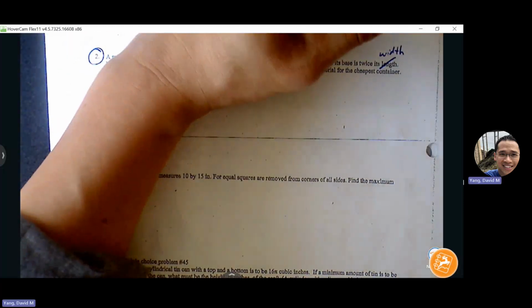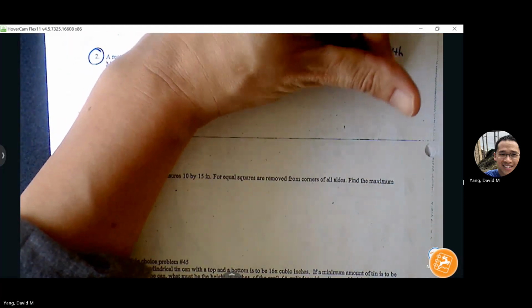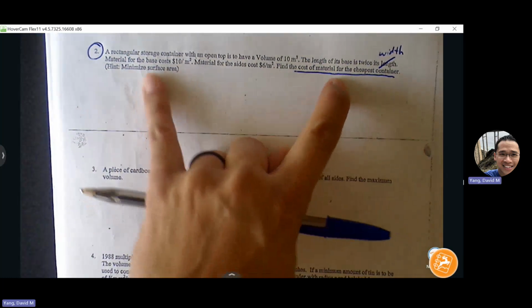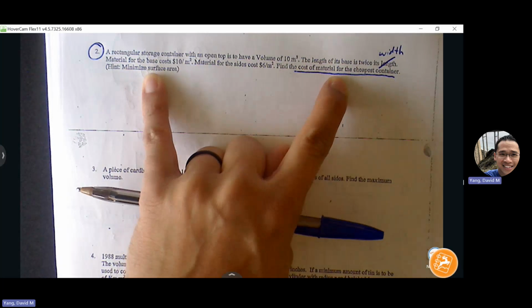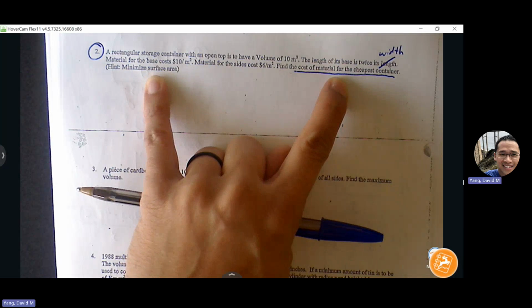We're trying to find the optimal cost. We're not paying for the space inside the box. We're paying for the material that makes up the outside of the box. So that is how we know that we're optimizing the surface area. We're trying to minimize the cost. So cost is associated with surface area because we're not paying for the volume, we're paying for the surface area.